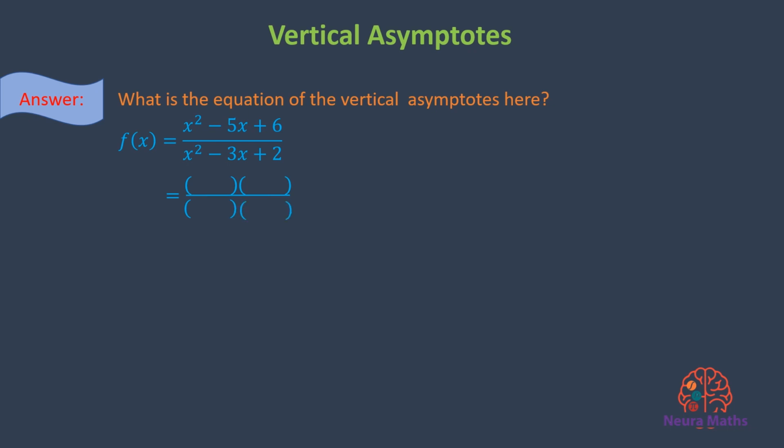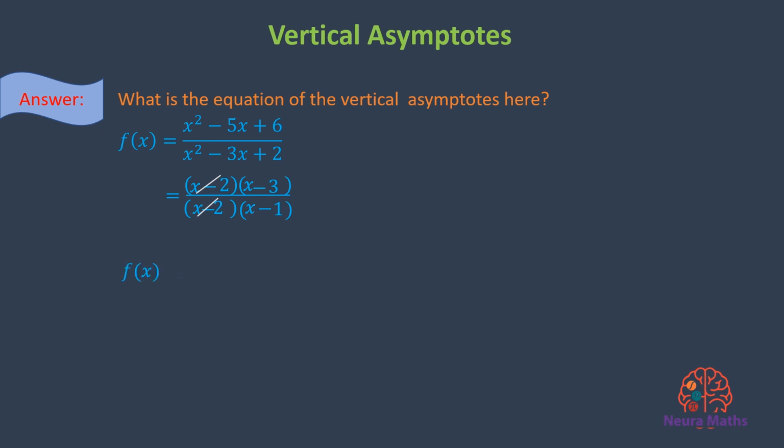What are the factors of the numerator? The numerator can be factored into x minus 2 times x minus 3. What is the factored form of the denominator? The factored form of the denominator is x minus 2 times x minus 1. To get the simplified form, we cancel the common factor x minus 2.